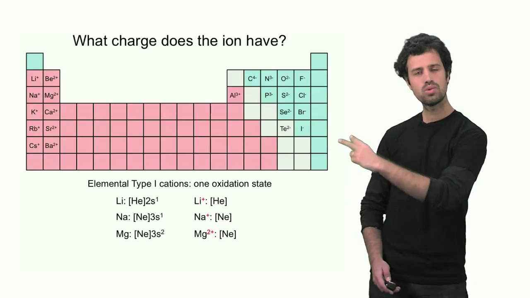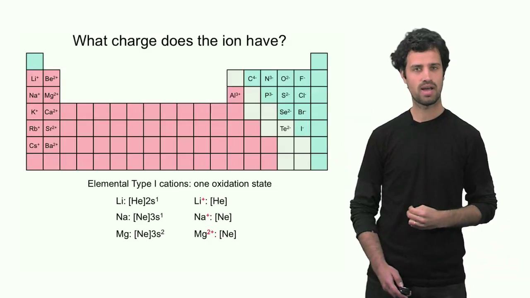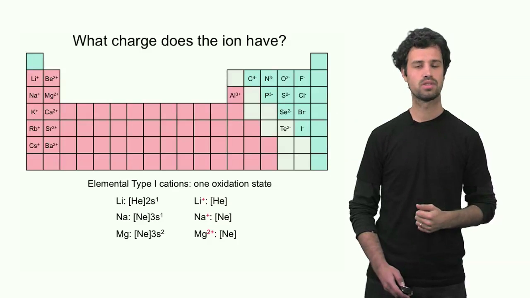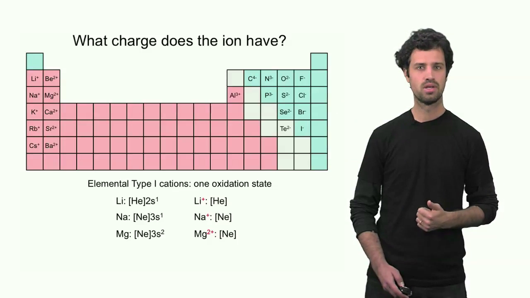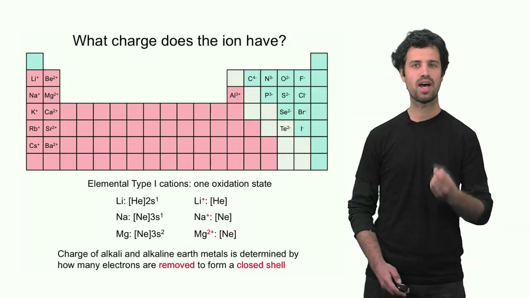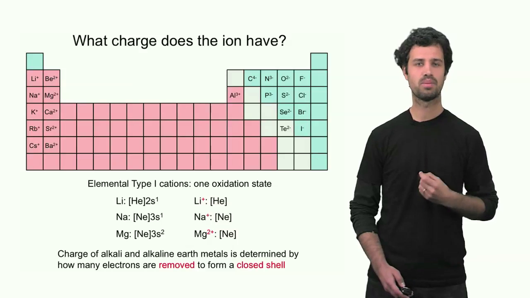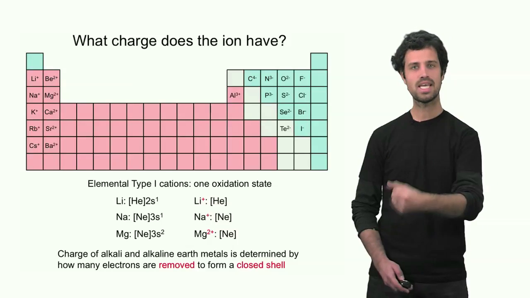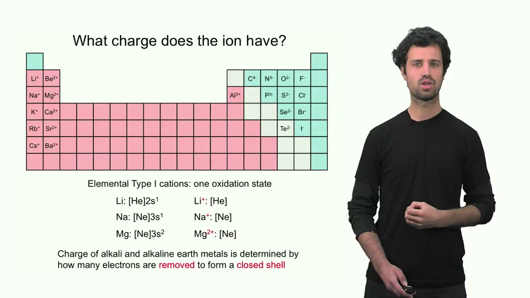So, the first 2 columns of the periodic table to the left, which are called the alkali metals and the alkaline earth metals, their ionic forms follow the following rule. The charge of the ion is defined by how many electrons need to be taken away to create a closed shell arrangement.